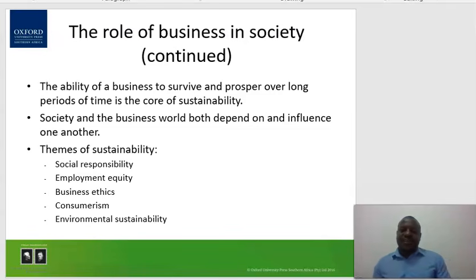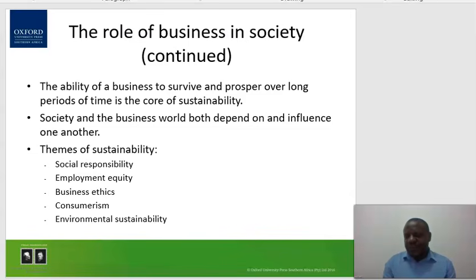So in terms of sustainability, there are some aspects that we also ought to look at. For example, issues of social responsibility. I know we'll look more into it in chapter 5 when we look at corporate social responsibility, where we say businesses ought to be responsible for their actions. They ought to be held responsible for their actions. They also have some responsibilities to give back to the community.